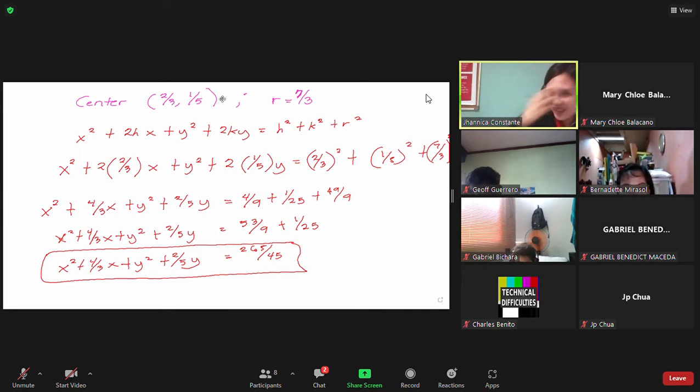Okay, let's continue our discussion. Now with the expanded form of the equation, are we okay with it? Okay, so let's proceed in identifying if the given point is on the circle, in the circle, or outside the circle.